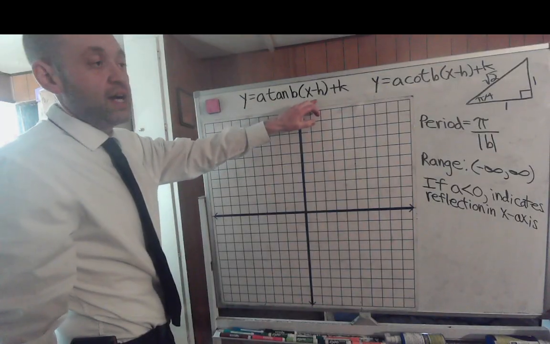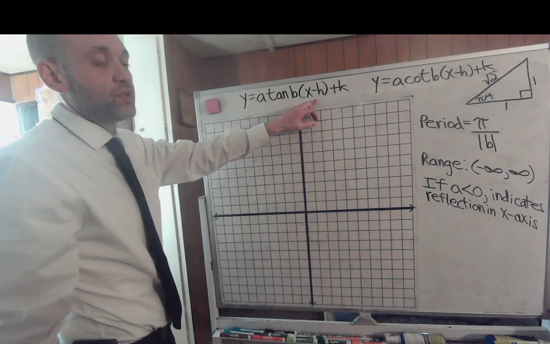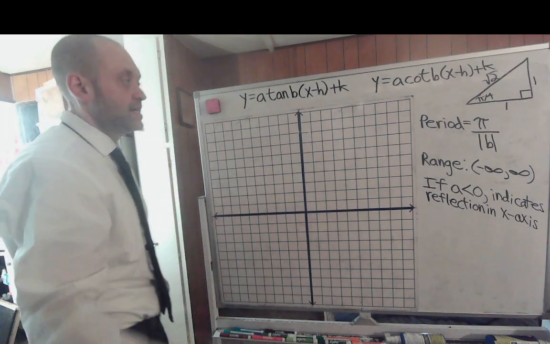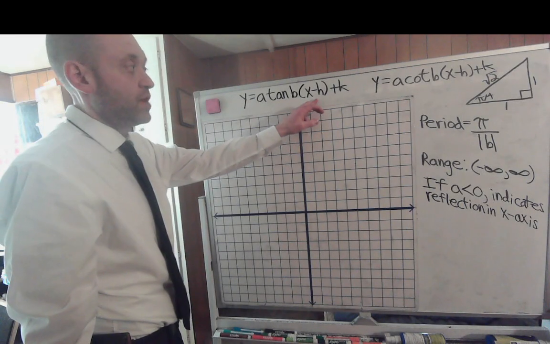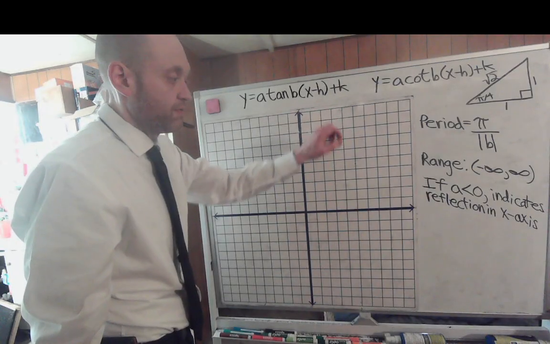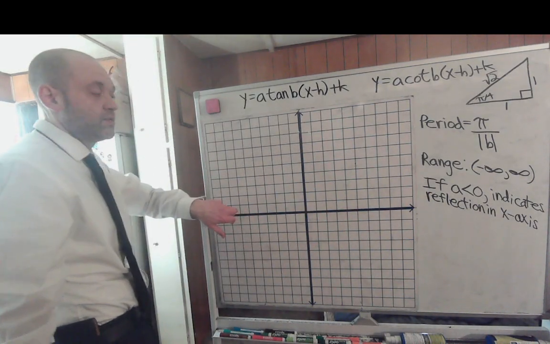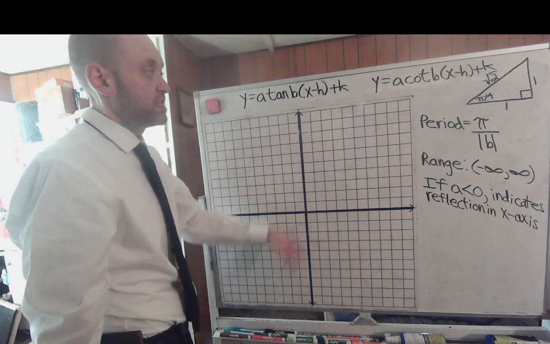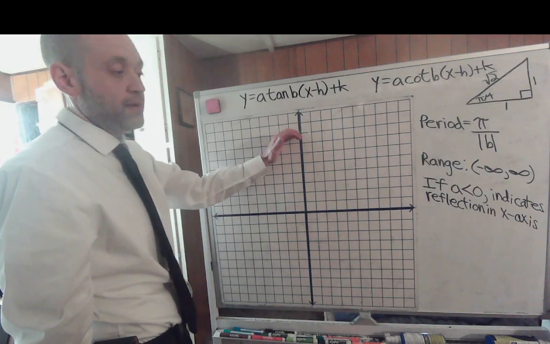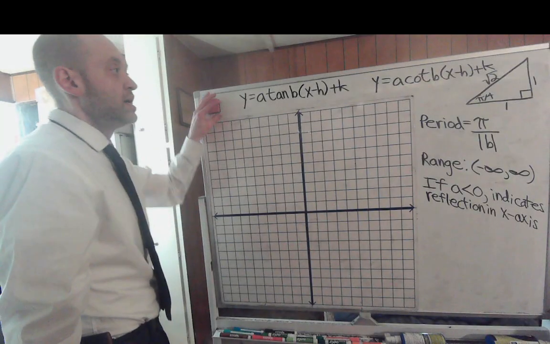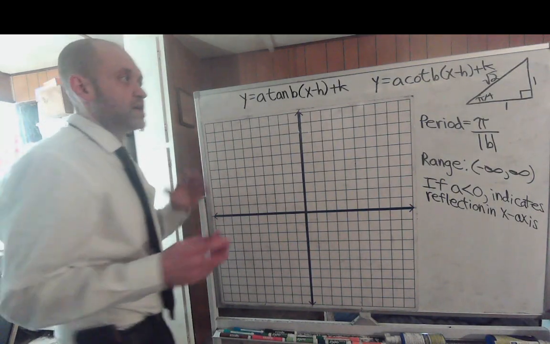Now that x minus h, if you set that equal to 0, that tells you your horizontal shift, whether left or right. If you get a positive number for x, it'll be shifting right that many units. If you get a negative number for x, it'll be shifting left that many units. And that plus k is a vertical shift. So if it's plus k, it's going to go up that many units. If it's minus k, it'll go down that many units. So let's get started on some examples.